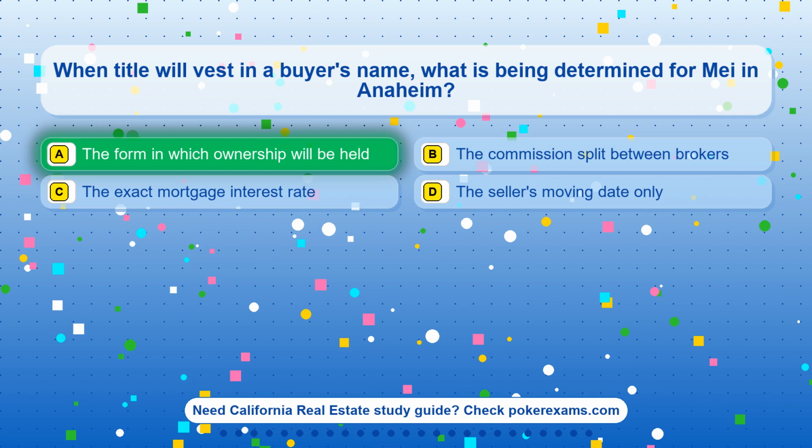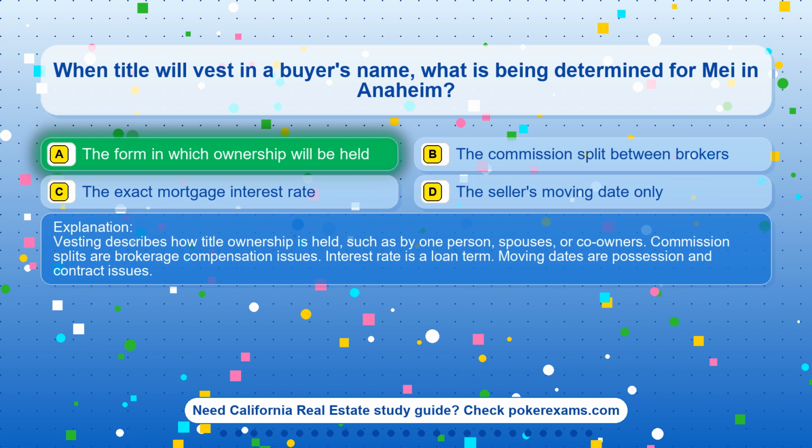The correct answer is option A. The form in which ownership will be held. Vesting describes how title ownership is held, such as by one person, spouses, or co-owners.